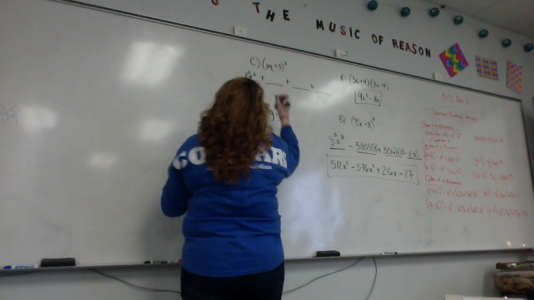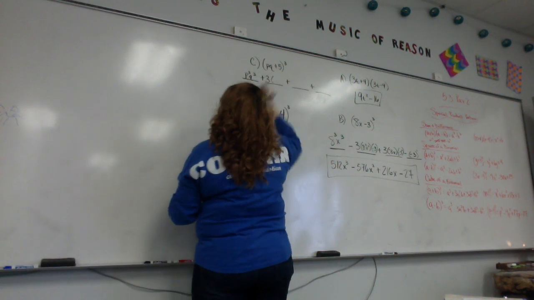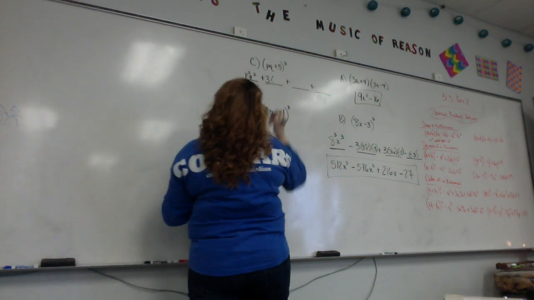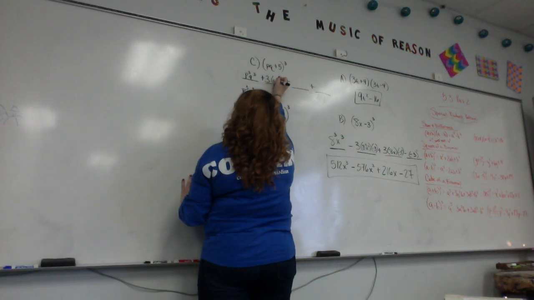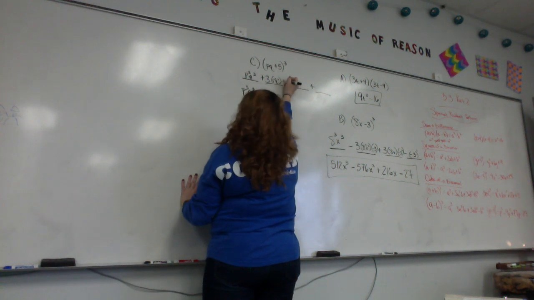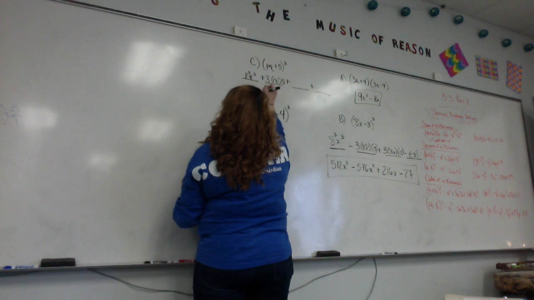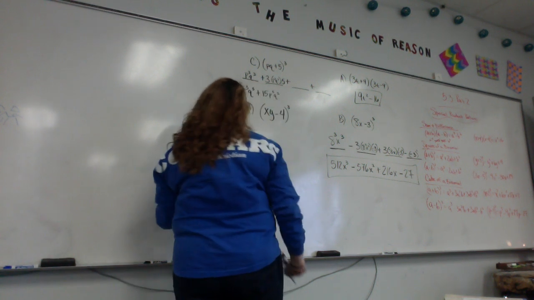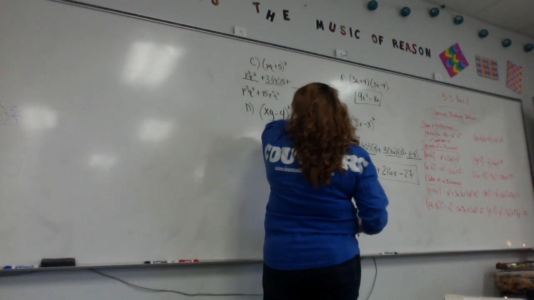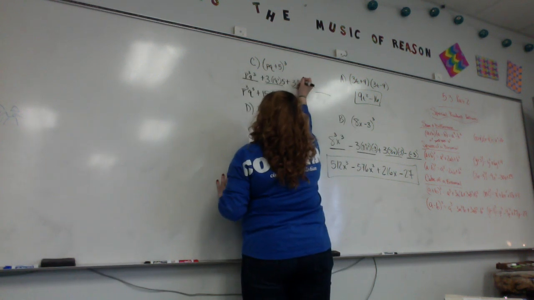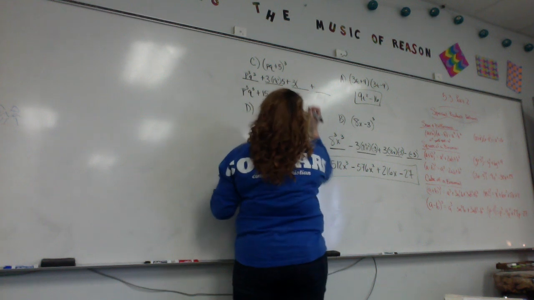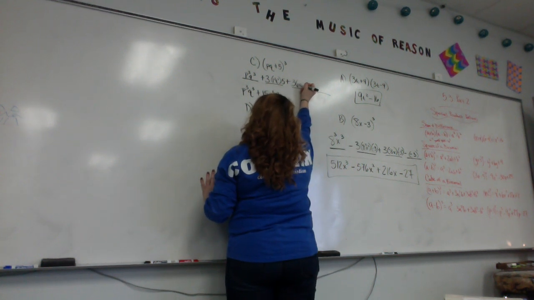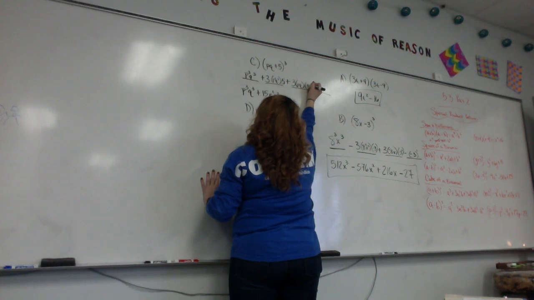What goes here? 3, right? Times what? A squared. What's A squared? P squared, and then times B, so it's B, 5. What's 5 times 3? 15. So you get 15 P squared Q. What goes here now? 3, right? And then A and B squared. So A is P, and then B squared.